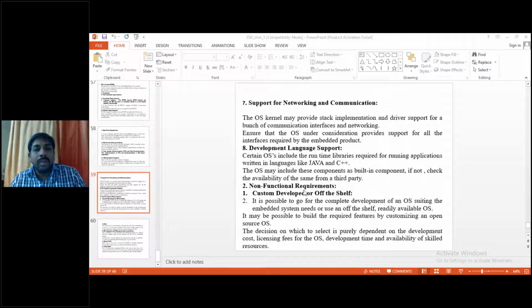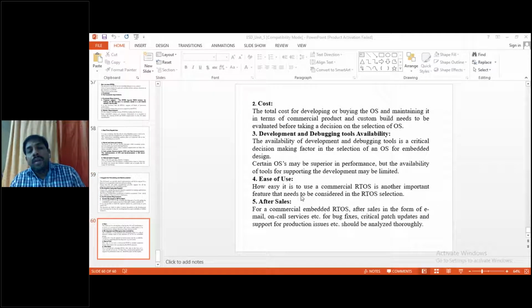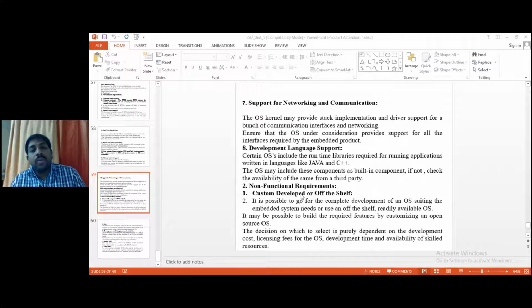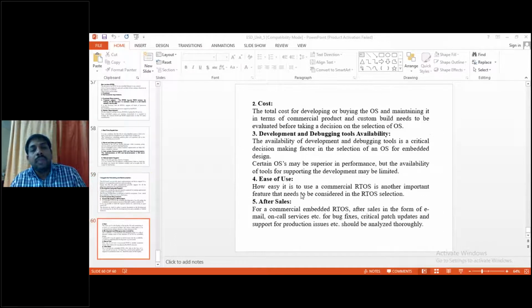And the non-functional requirements which decide how to choose an OS: is it custom developed or off the shelf? So with custom development, you have to create your own OS, or a ready-made OS is available, along with the cost of the OS, development and debugging tools availability. So OS tools availability and debugging tools in case of any performance issues, ease of use, and after-sales support in the form of email and online services, debugging critical path issues, support for production issues must be analyzed thoroughly.